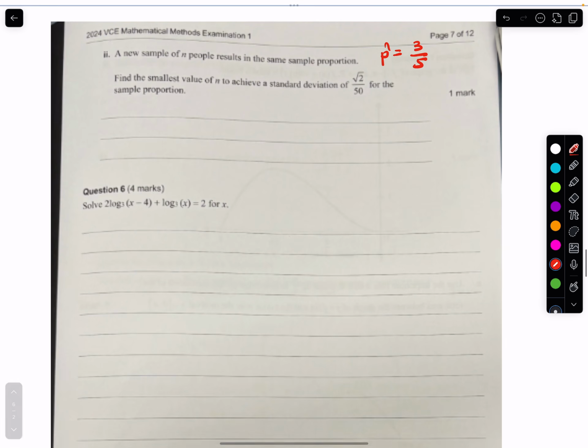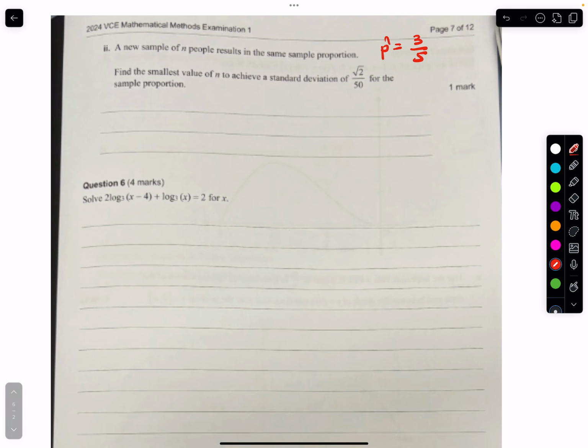same sample proportion. Easy. So we know that the standard deviation is root 2 over 50. And we know that the standard deviation formula is, do you remember, the square root of p hat times 1 minus p hat over n. So in this case, what's our p hat? Well, our p hat is the same. So it's 3 on 5 times 2 on 5 over n. And that's what we're trying to find, the n.